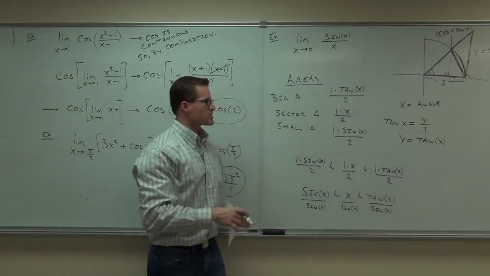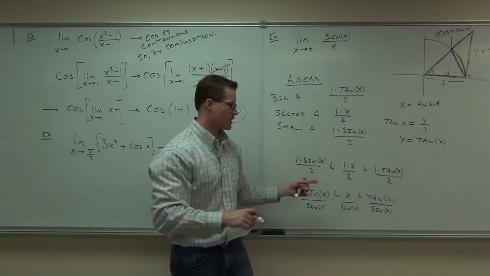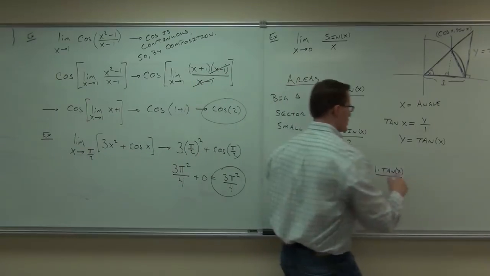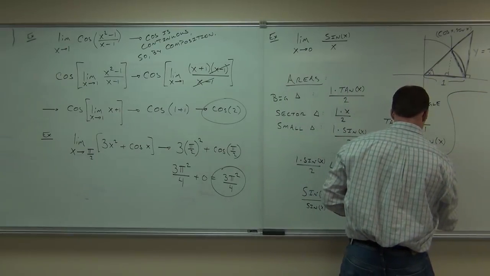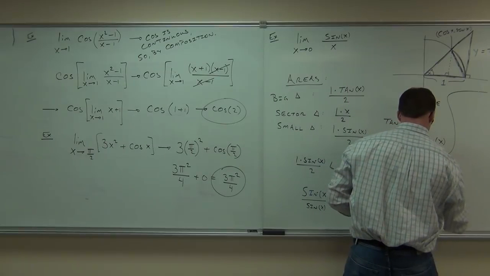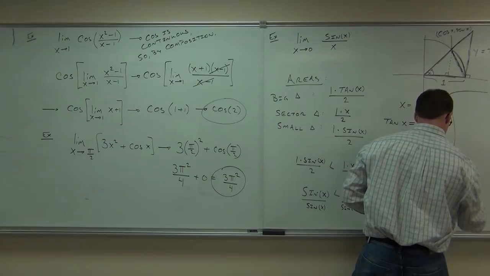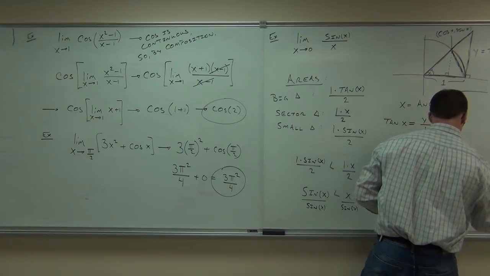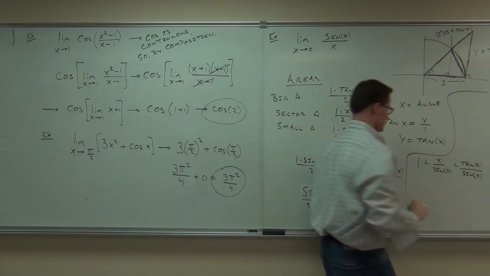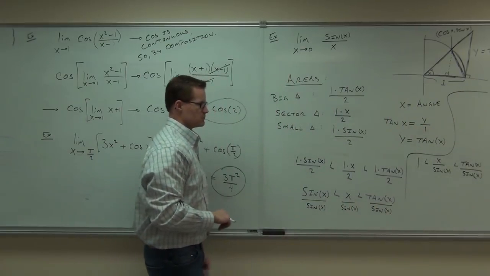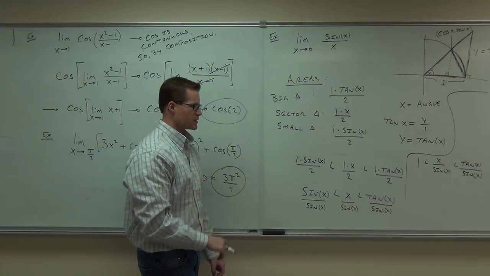Where sine x is positive, it's in the positive quadrant. That's okay. We're talking about a positive angle right here. What that means is that we're not going to change around these inequalities. You still okay with that so far? We divided everything by sine x.